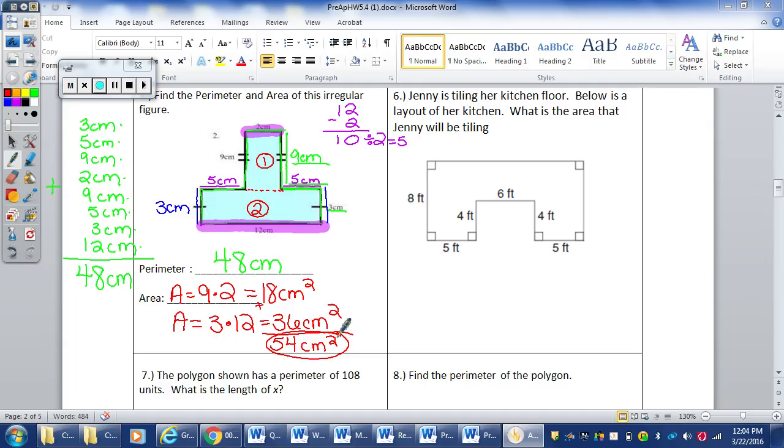So now I have shown you how to find the perimeter and the area of an irregular figure. Now for 6, 7, and 8, you will be finding either the perimeter or the area of each shape. So read carefully.